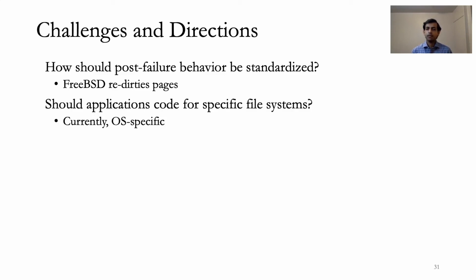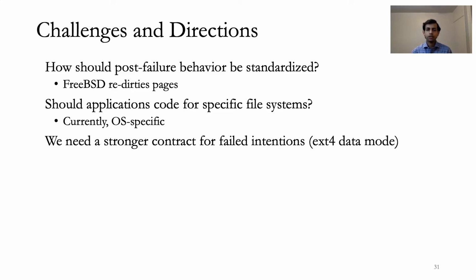The second is whether we want applications to be aware of file system differences in an operating system. The major one is if you're on a Mac, you can't just fsync, you have to call ffullsync. But do we want applications to actually think about differences within an operating system? We also need a stronger contract once a file system promises that your data is on disk. ext4's data mode emptying the journal even when it fails to write the data block is not good enough.